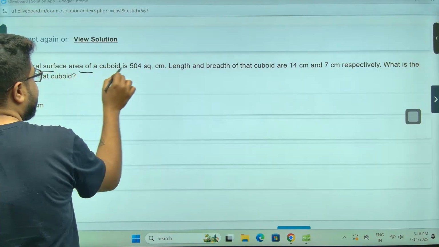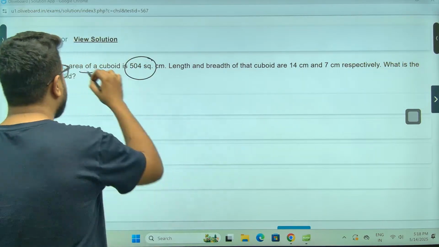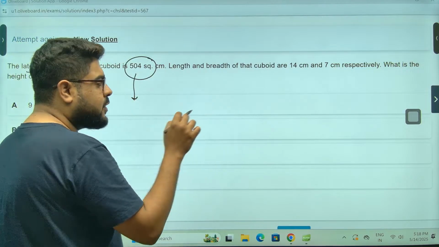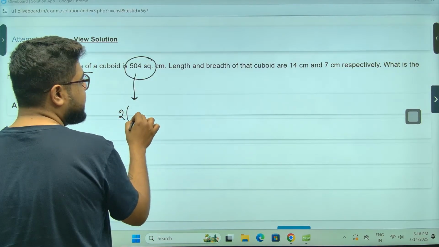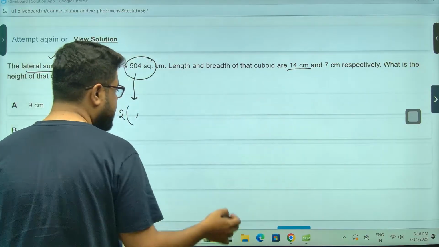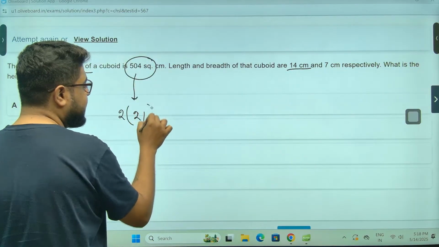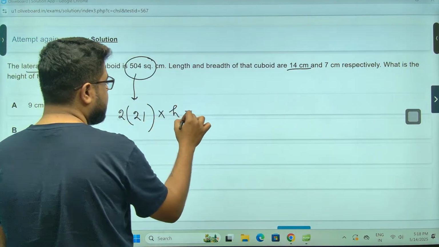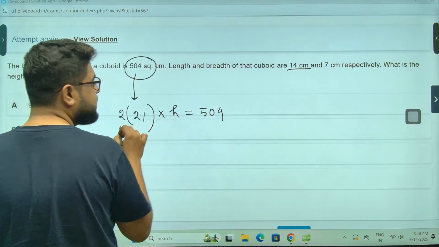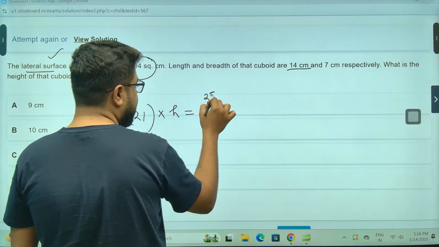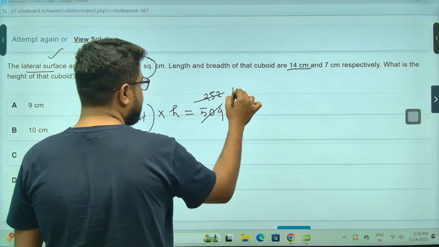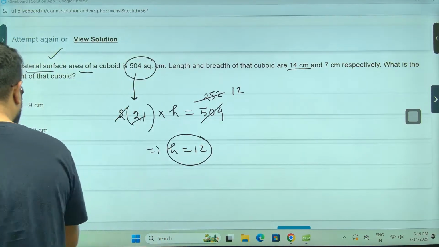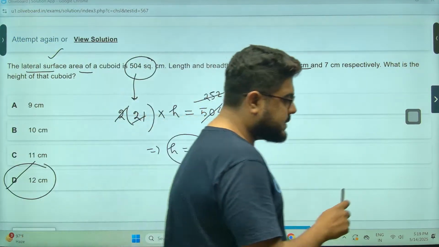Lateral surface area of a cuboid is this. Lateral surface area of a cuboid, the cross section area is the same. That means perimeter of the base, that is 2 into length plus breadth, given 14 and 7. 14 and 7 means I'm directly writing 21 into height. Height is given. Achha, height only they are asking. Height we don't know. 504. Chalo, this is very simple. 2 25 to 21, 12 are this. So H is 12, sir. H is 12. Option D is the answer.